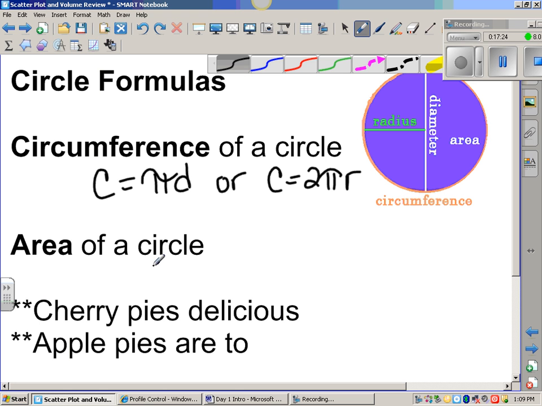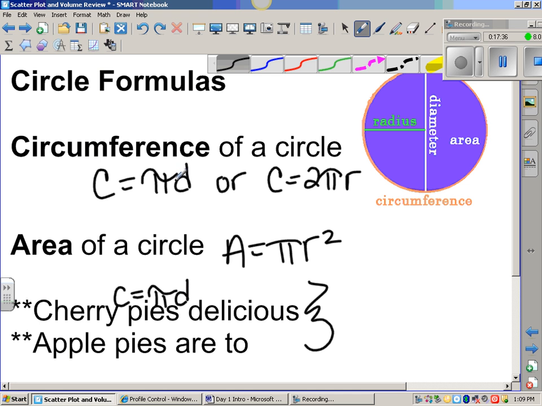And then your area of a circle, just as important, is pi r squared. We've got this little jingle down here to help you remember. Cherry pies are delicious, or cherry pie's delicious. All right, C equals pi d. There's your equation for circumference.